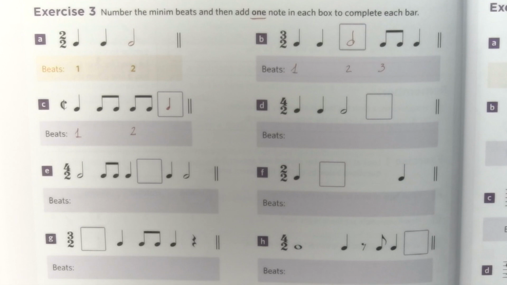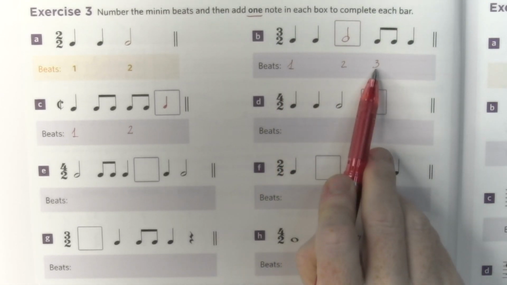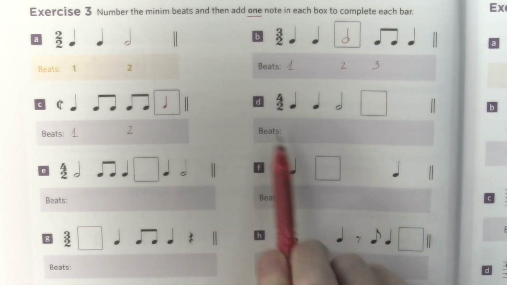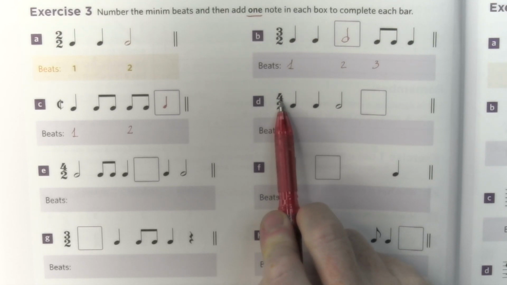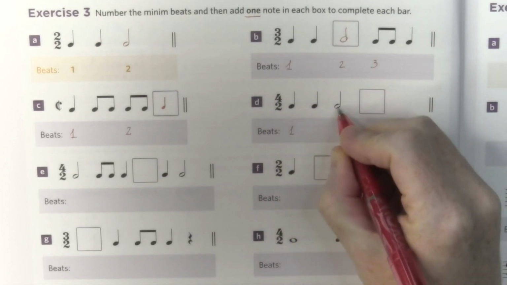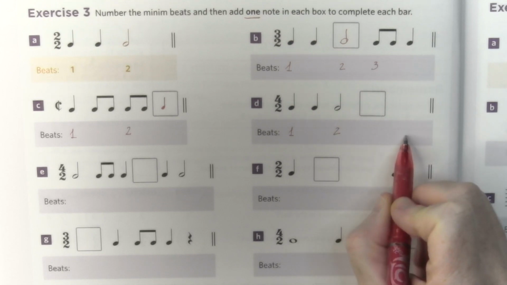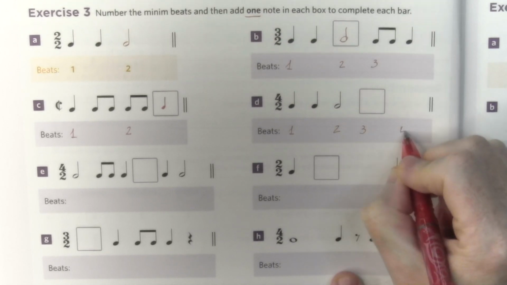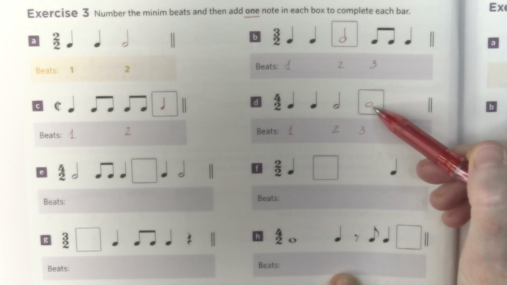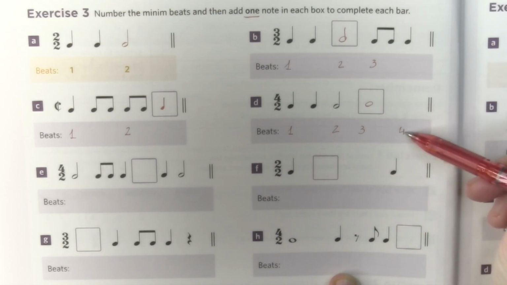So in the counting, you need to reach the top number of the fraction. Here we need to reach 4, in fact. We have 1 minim here. Let's write it down straight away. 1 minim here. Now we need one note that covers 2 counts, 3 and 4. And this note is the semibreve, because the semibreve is 2 minims. So it covers 2 counts.